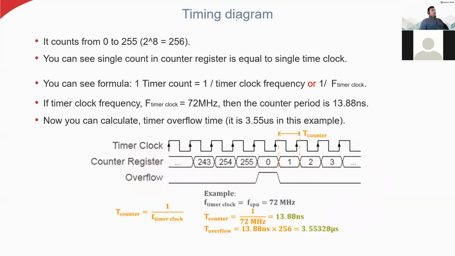Okay, so timing diagram. This is the timing diagram of the timer. So it counts from 0 to 255, 2 to the power 8, that is equal to this value. And you can see a single count in the counter register is equal to a single timer clock. So here you can see this is the timer clock and this is the counter register. Let us start from 0.